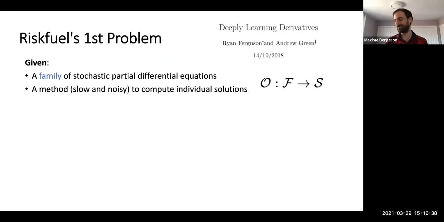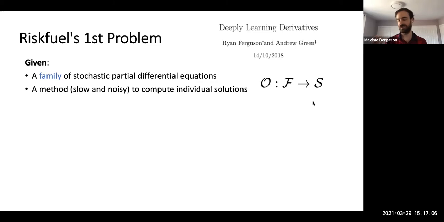Okay, so we have Hilbert's 13th problem, Riskfuel's first problem. How did I get swallowed into this beast? Before I started working for Riskfuel, I was definitely thinking about Hilbert's 13th problem, and it turns out that there's quite a link there. So what are these guys doing? They're doing the same thing. They're saying, hey, we have a family of stochastic partial differential equations. You may have methods that are slow and noisy to compute individual solutions.